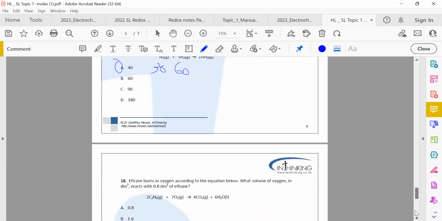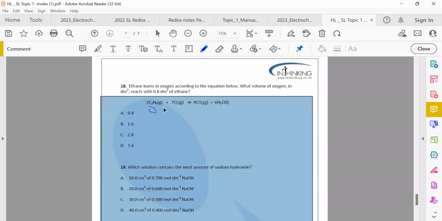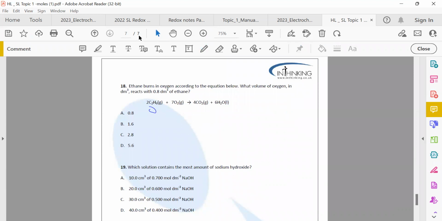Okay. And then after that, you have question 18. Ethane basically burns, what volume? Okay, you have 0.8. So if this is 0.8, what am I doing? Okay, if this is 0.8, that means you have to divide by 2 times 7. That means it will be 2.8. Okay, so that's the volume needed.